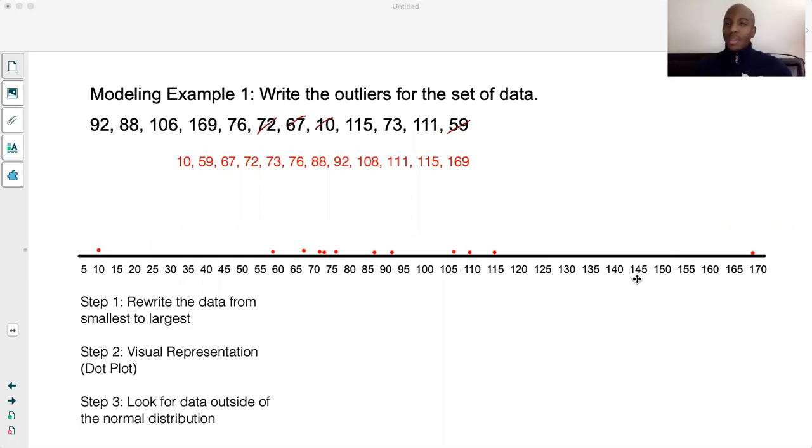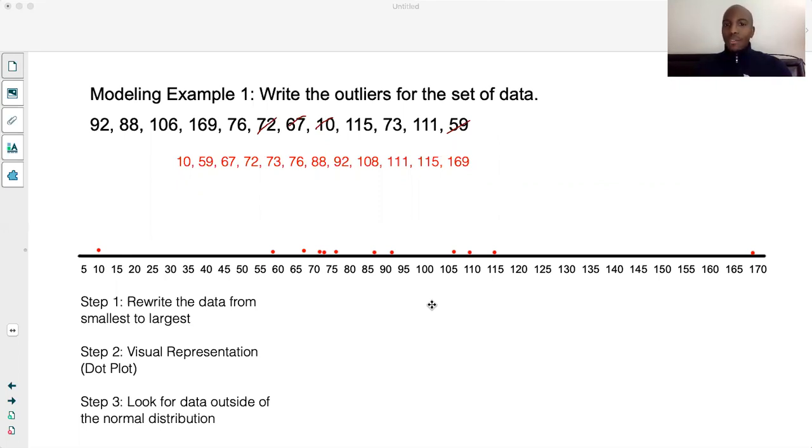Why did I do 5s? Because I knew my lowest one was 10. My highest one is 169. So the only way I can really cover all that data, now could I go by 10s? Yes, but then I would have had a hard time finding like 92 or 87 or 88 rather, right? So you want to make sure you distribute it well when you create your number line as well. So I went by 5s.